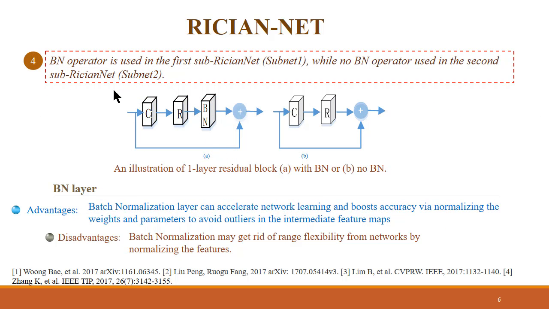In our work, the batch normalization operator is only used in the first sub-Rayleigh net, and not in the second one. That's because batch normalization has its own advantages and disadvantages. It can accelerate network learning and boost accuracy by normalizing the weights and parameters to avoid shifts in the intermediate feature maps. But simultaneously, it may remove range flexibility from the network by normalizing the features. That's why we use a different strategy for adopting the batch normalization operator.